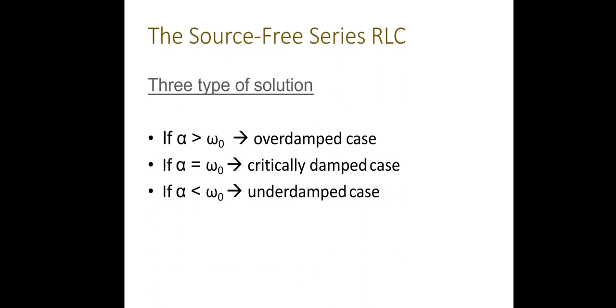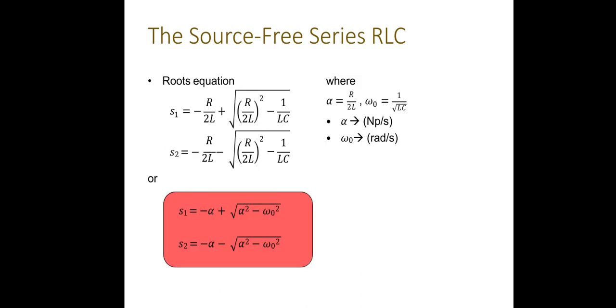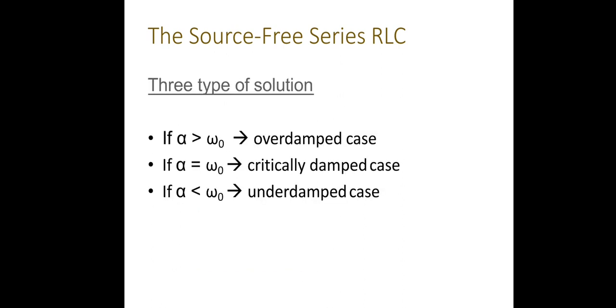Now there are three types of solutions generally used in this regard. The S1 and S2 roots are minus alpha plus or minus root over alpha square minus omega naught square. In this equation, when alpha is greater than omega naught, that is called the overdamped case. When alpha is equal to omega naught, that is called the critically damped case. And when alpha is less than omega naught, that is the underdamped case.